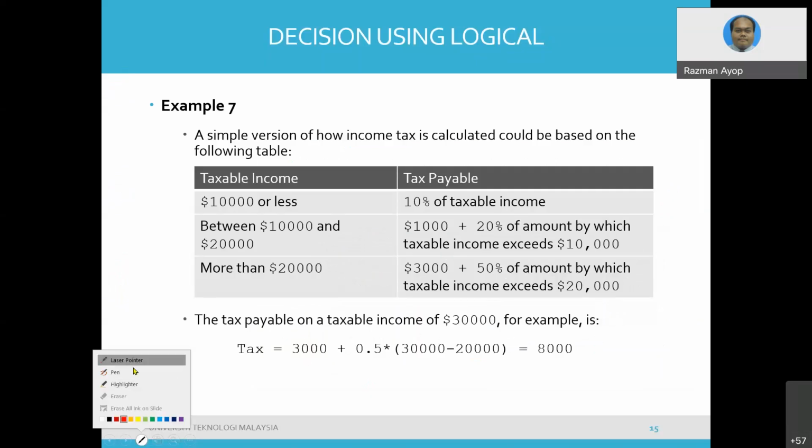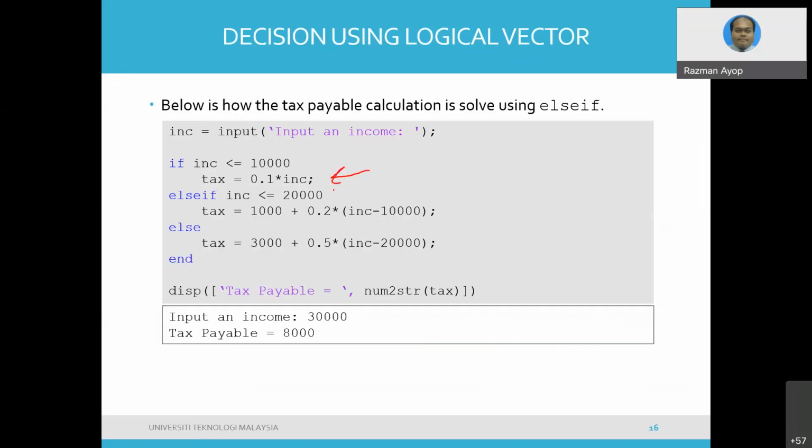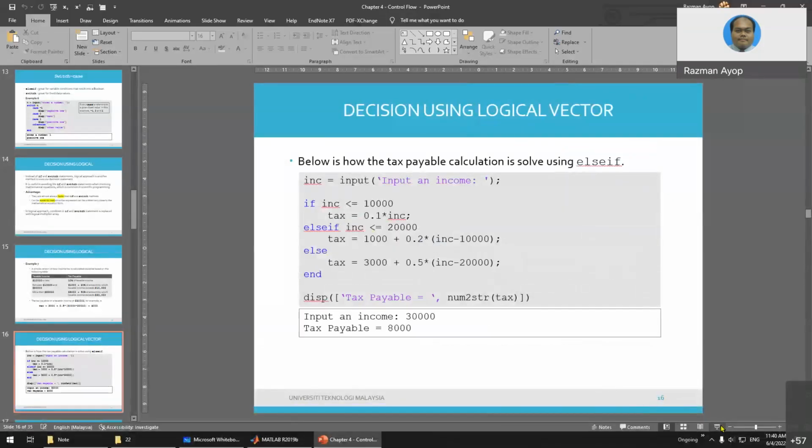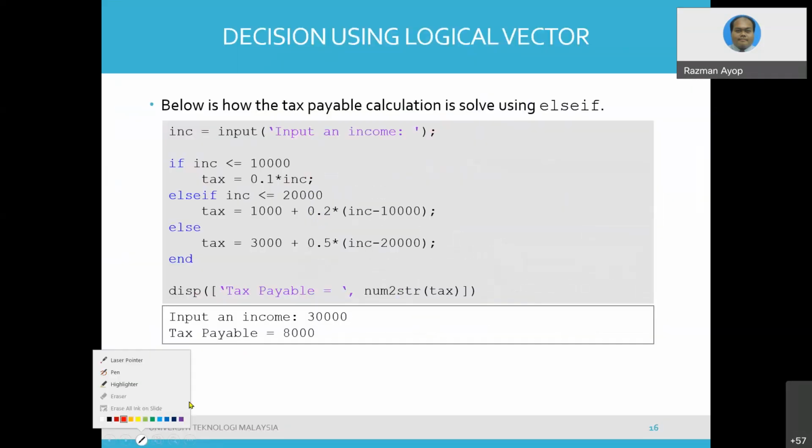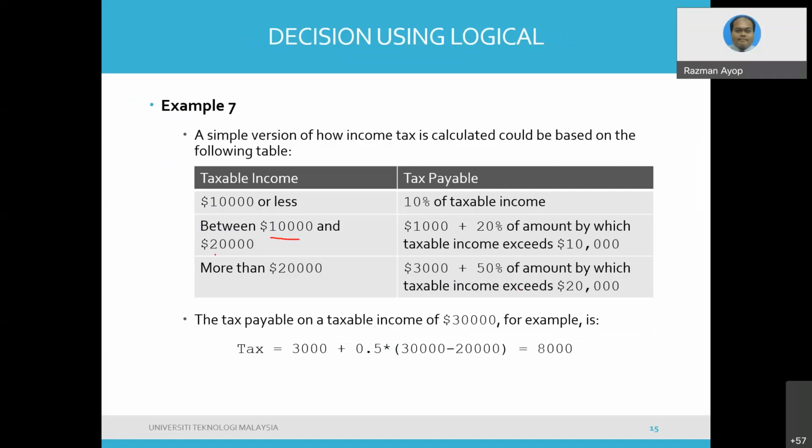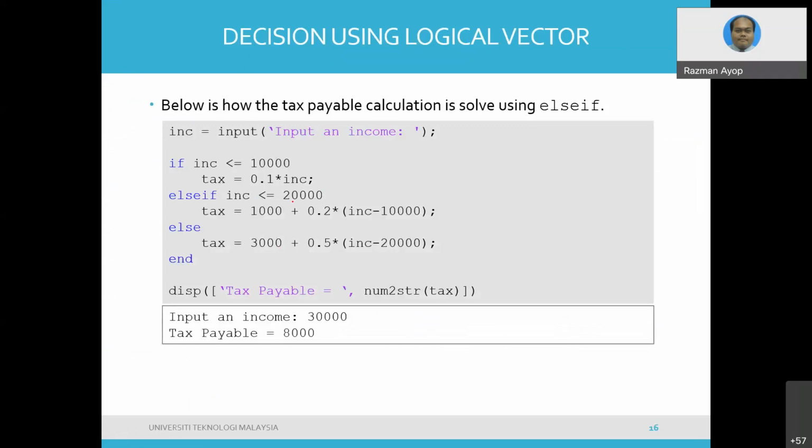Okay, if the income is less than 10,000, you use this equation. 0.1 is 10%. And if your income is between 10 and 20, remember, in this one you can see it's only 20K, 20,000. Why do we just put this?